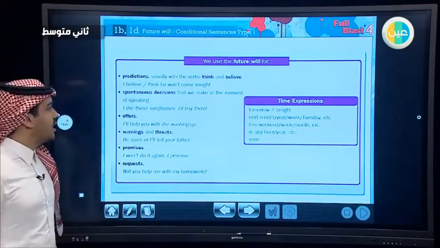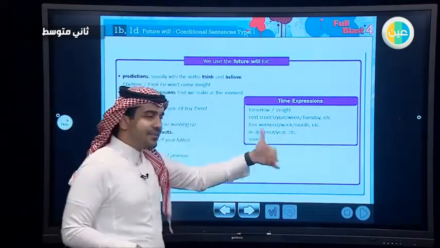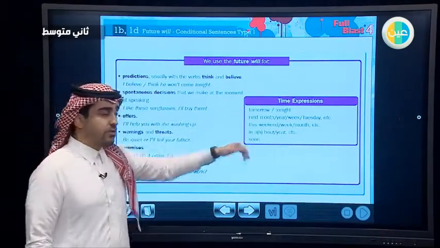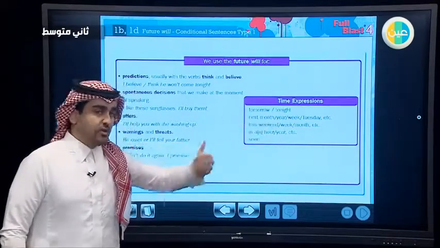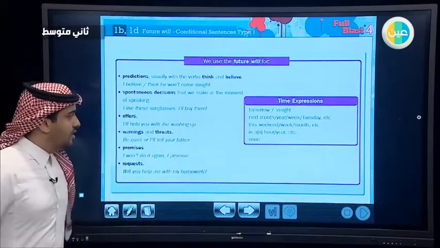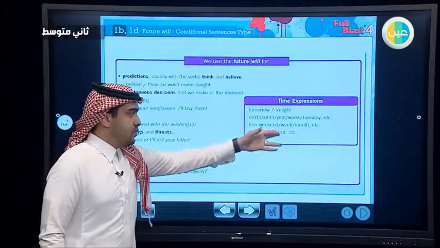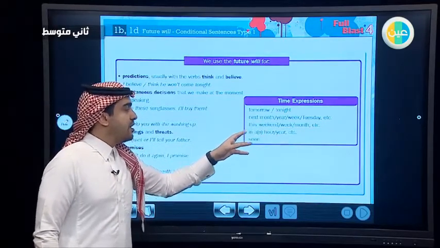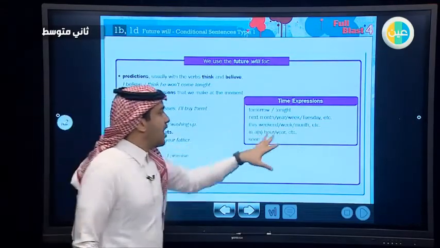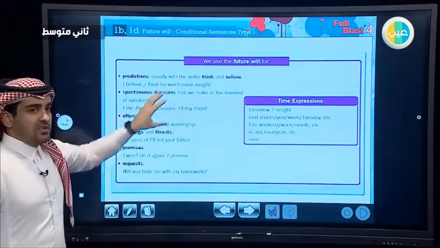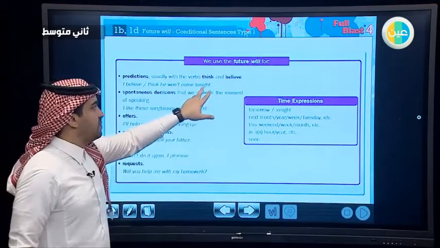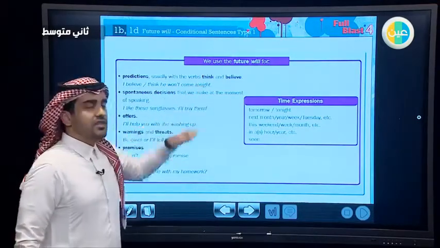These are the time expressions that can be added to the future will just to express the future. For example, tomorrow, tonight, next month, next year, next week, next Thursday, this weekend, this week, this month, in a year, in an hour, and also soon. All those are time expressions that can be added. You can see it in this sentence: I think he won't come tonight. These time expressions give away that the sentence is in the future tense.